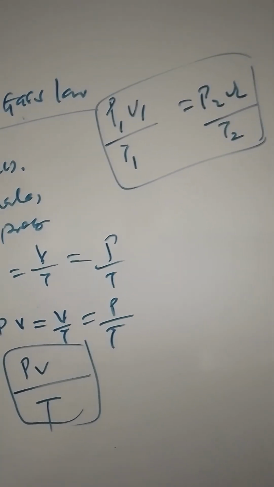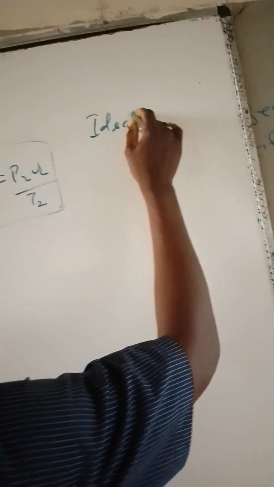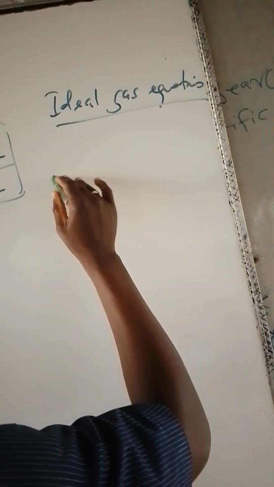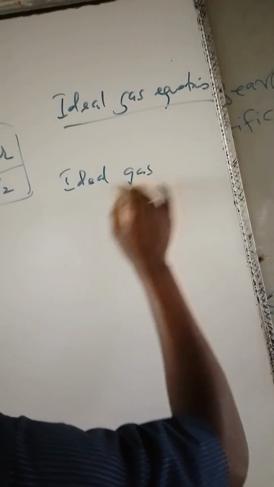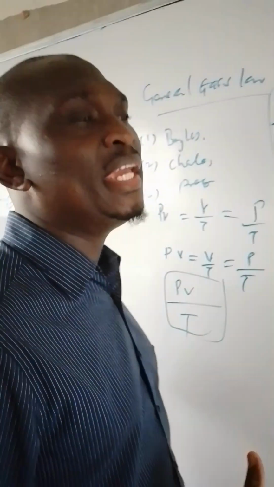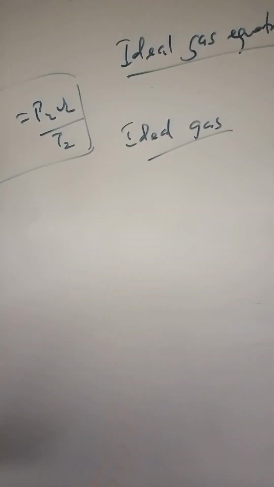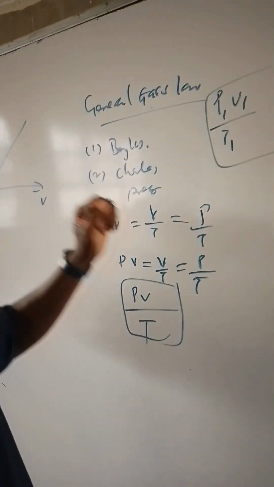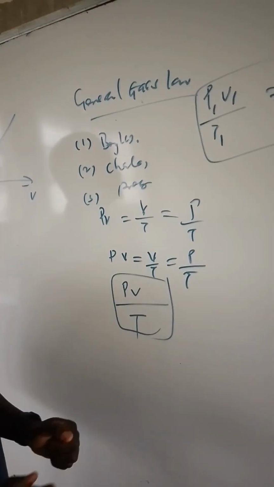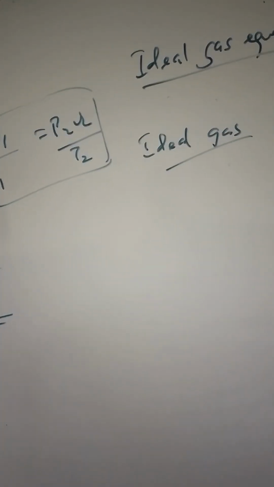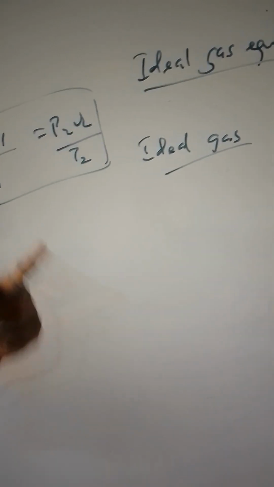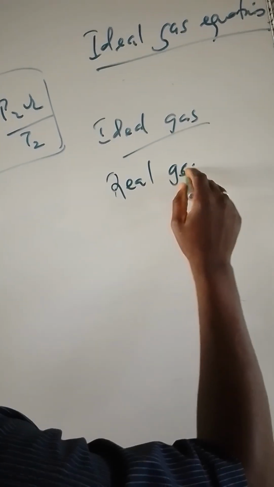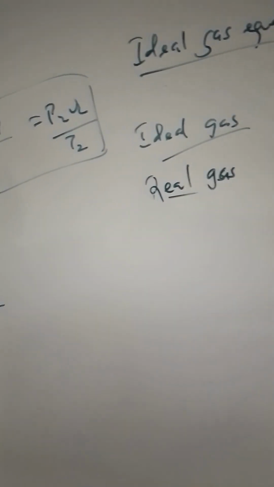And that leads us to the ideal gas equation. When we say ideal gas, what is an ideal gas? An ideal gas is a gas that specifically obeys the general gas law. And what is the general gas law? The general gas law is Boyle's law, Charles's law, and the pressure law. So any gas that obeys Boyle's law, Charles's law, and the pressure law is referred to as an ideal gas, and it's different from a real gas, because a real gas is the type of gas that does not obey the general gas law, as the case may be.